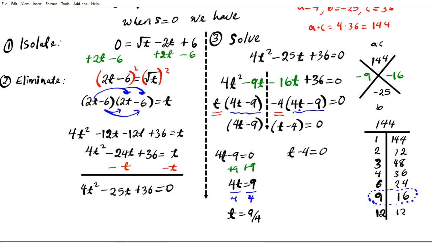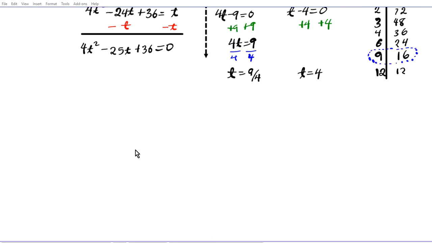Remember the possibility that there could be extraneous solutions, so we don't know for a certainty if this is a solution. Alright, solve this. Subtract 4 from both sides. You have t equals 4 as your second answer. So how do we know which is real and which is extraneous? Which one works and which doesn't? We have to test both of them. We're going to test both of them in the original equation. I do not remember what it is.